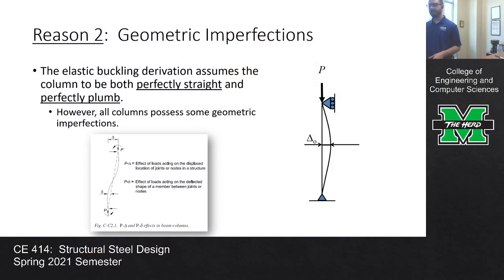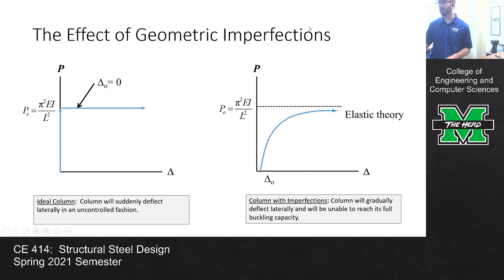See, what we find when we look at real behavior versus theoretical behavior is, when you look at the math, the differential equation that we just derived uses what's called a bifurcation approach. The column is fine, it's fine, it's fine. And then when it reaches that magical load, that pi squared EI over L squared, it suddenly deflects laterally in an uncontrolled fashion because the math basically says that column's done.